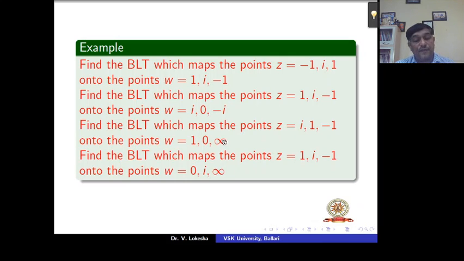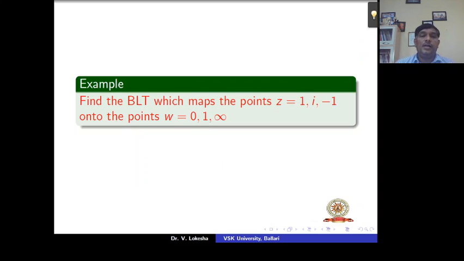Suppose anywhere an infinite term is given, you can write it as 1 by 0 and rearrange. Here is one of the examples: find the bilinear transformation which maps z equal to 1, i and −1. Here you can treat that as 1 by z. First make z a common factor. Wherever the term infinity appears, you can rearrange and get the simplification pattern. Don't write infinity. You can take 1 by z, and then that becomes 0. Thank you.